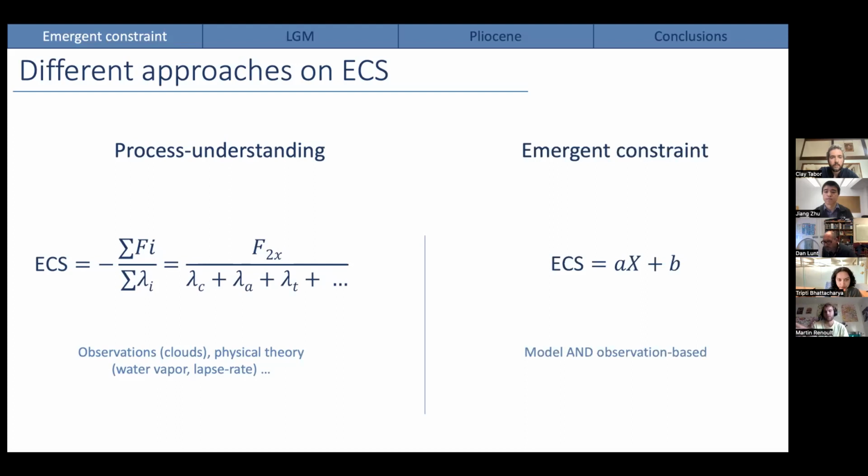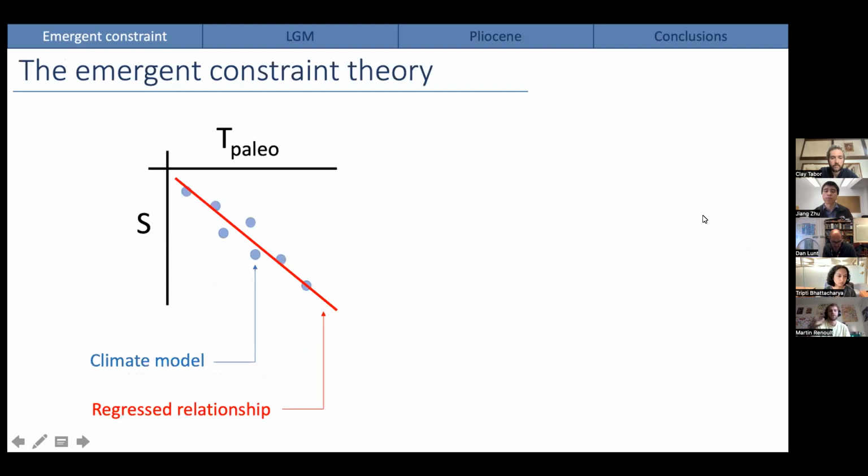A way of representing the emergent constraint theory is as simple as a linear relationship, where climate sensitivity is equal to something, and here you take into account model evidence and observation evidence. This is what I'm going to talk about right now. The emergent constraint idea is that you can find a relationship between two variables of the climate system. Let's say climate sensitivity, here I put it as S, and the temperature of some past climate.